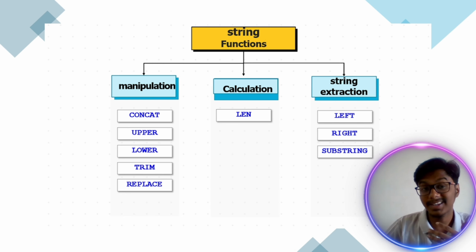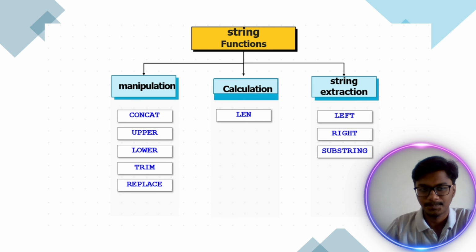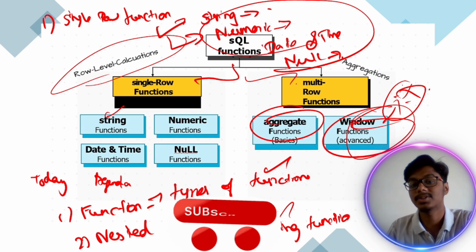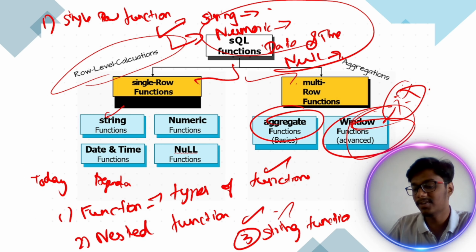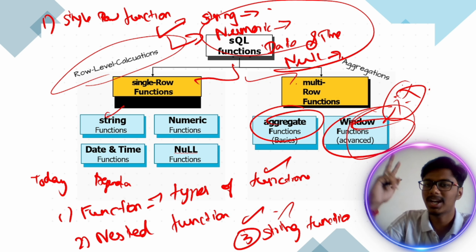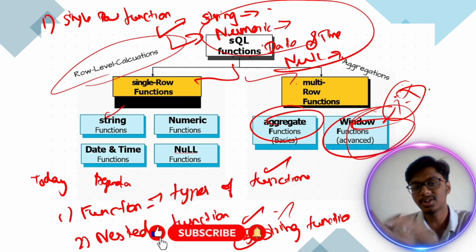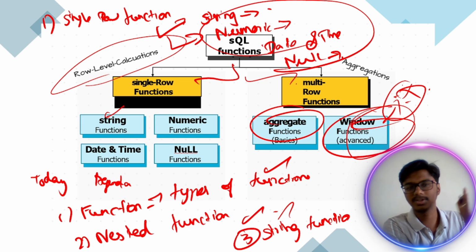What is meant by the 3 categories, and the explanation of the 3 categories, is done in this session. We already discussed SQL functions. I don't want to confuse you guys. Basically, SQL functions are of 2 types: single row functions and multi row functions. The main tutorial is about the single row functions, and we are going this way.